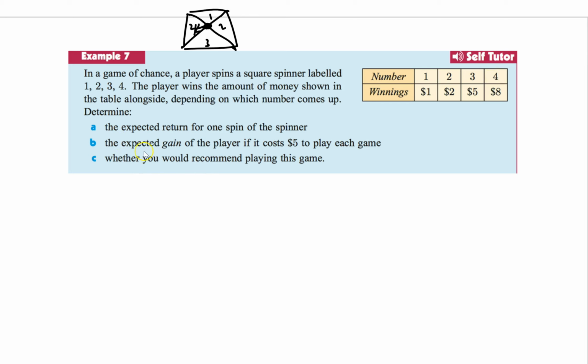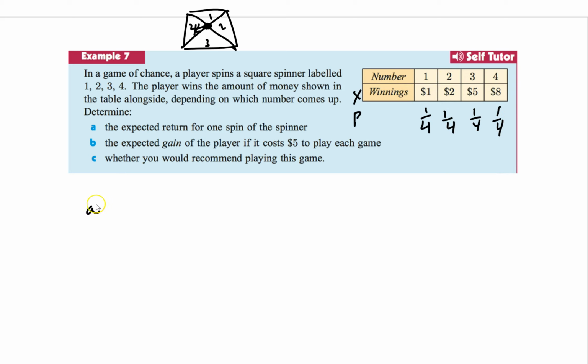What's the expected return of one spin of the spinner? Here are the numbers. Your winnings is X, that's how much you win per value. I don't have my probability yet, but we could find that. It's an even spinner, so they're all going to be the same, 1/4. The odds of getting 1 is 1/4. The odds of getting 2 is 1/4. If you're just spinning a spinner around, they're all even, so that's the same for every single one.